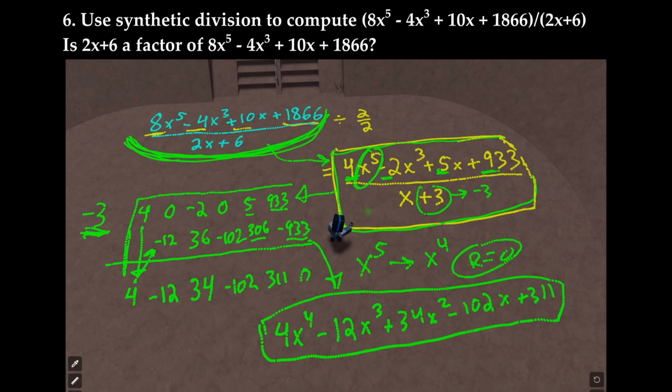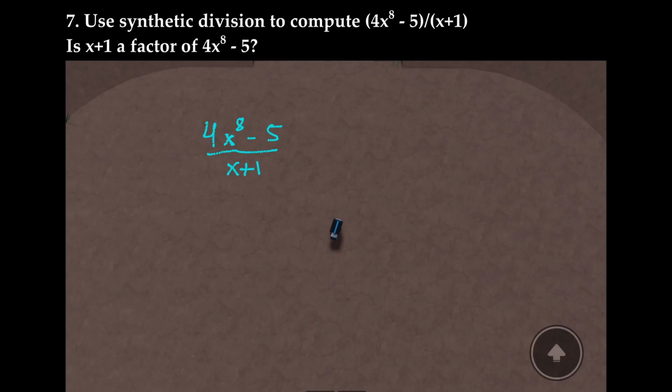Because we had a remainder of 0 in this problem, we can say that 2x minus 6 is a factor of 8x to the 5th power minus 4x to the 3rd power plus 10x plus 1866. In this problem, we have 4x to the 8th power minus 5 divided by x plus 1, and we need to do synthetic division to evaluate this. Come on, you guys, how bad could this be?